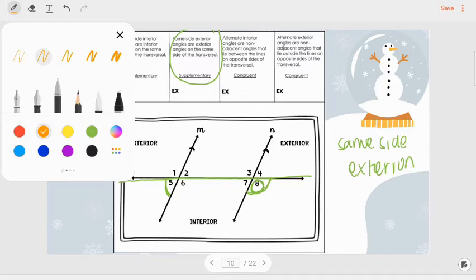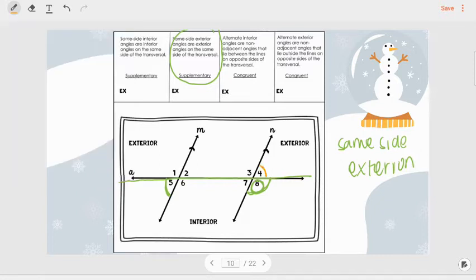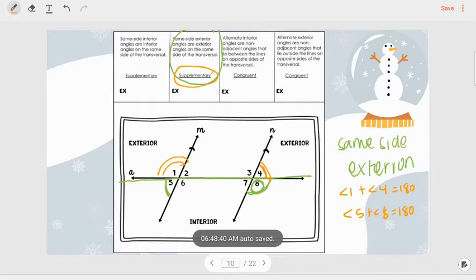And on the other side of the line, angle 4 is on the exterior, and what's on the same side but also on the exterior? Angle 1. And you'll notice that this also says supplementary. So angle 1 plus angle 4 is going to equal 180, and angle 5 plus angle 8 equals 180.